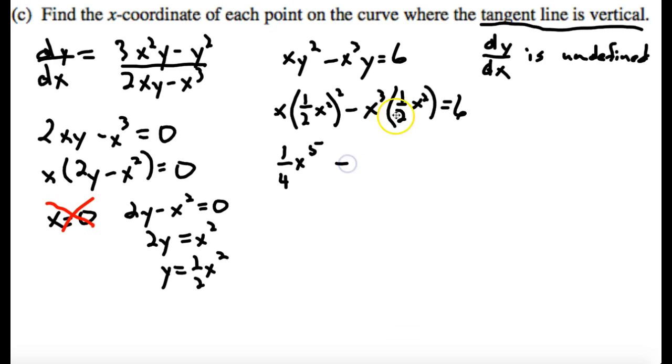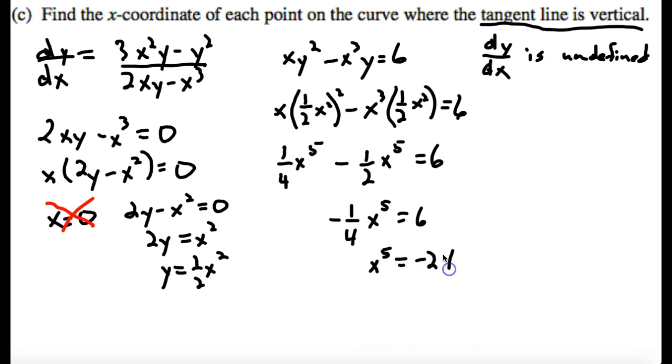Now here, I've got 1/2 times x squared times x cubed. That would again be x to the 5th equals 6. Now these are like terms, right? 1/4 minus 1/2. This would be the same as 2/4, right? So 1/4 minus 2/4 would be negative 1/4 x to the 5th equals 6. My goal is to solve for x, so I want to get rid of this negative 1/4. To do that, I can multiply both sides by negative 4 and get x to the 5th equals negative 24.